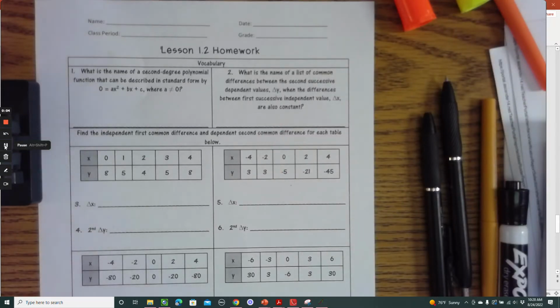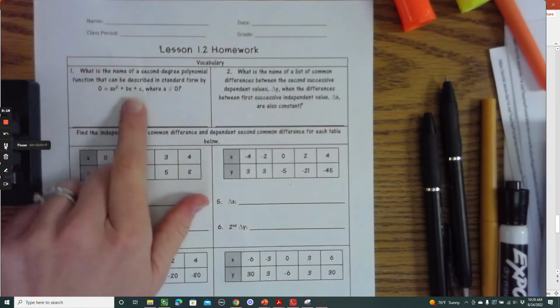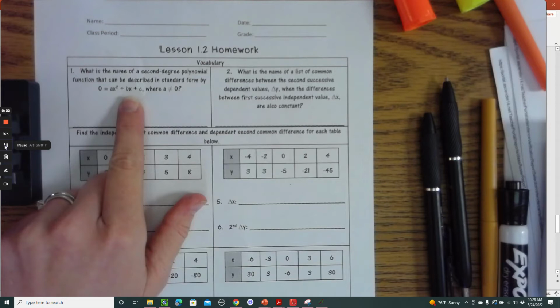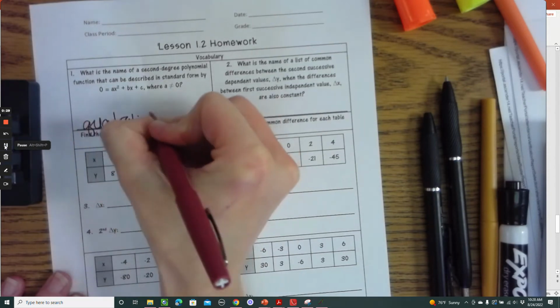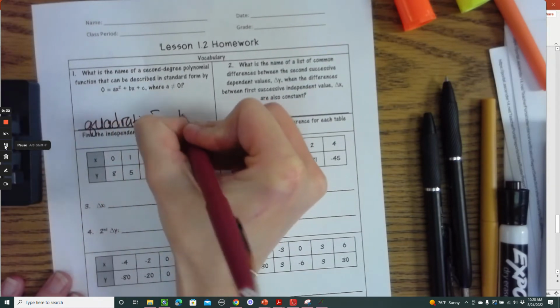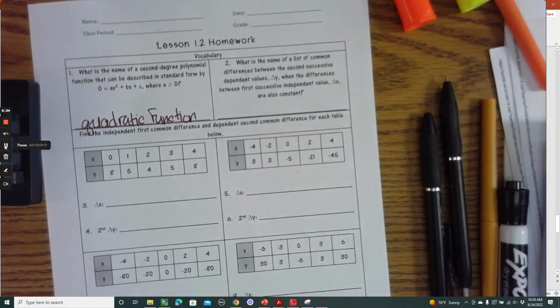Alright, this is lesson 1.2 homework. So number 1, what is the name of a second degree polynomial function that can be described in standard form by 0 equals ax squared plus bx plus c, where a cannot equal 0? If you see an equation written like this, what type is it? Quadratic function. Now that you know that these vocab words are going to appear on the quiz, it might be a good idea to write them down somewhere if they're not already in your notes.